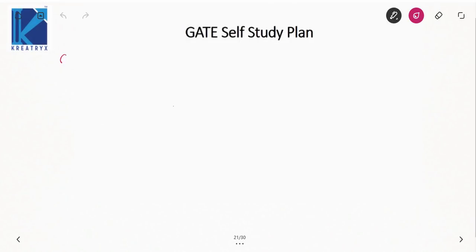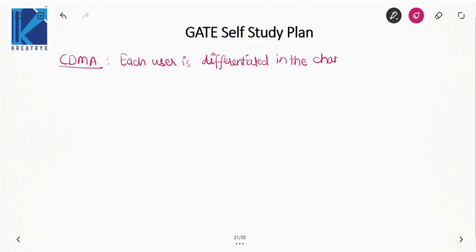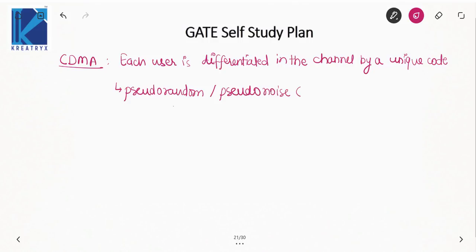Now let us have a look at CDMA. What is code division multiple access? In case of code division multiple access, each user is differentiated in the channel by a unique code, and this unique code is known as pseudo-random, or sometimes it is also called pseudo noise, which is in short PN code.